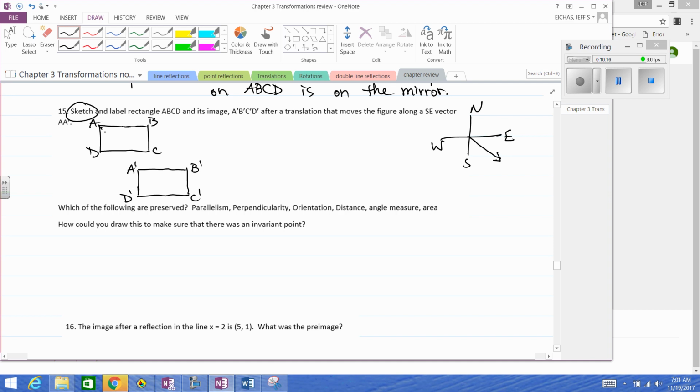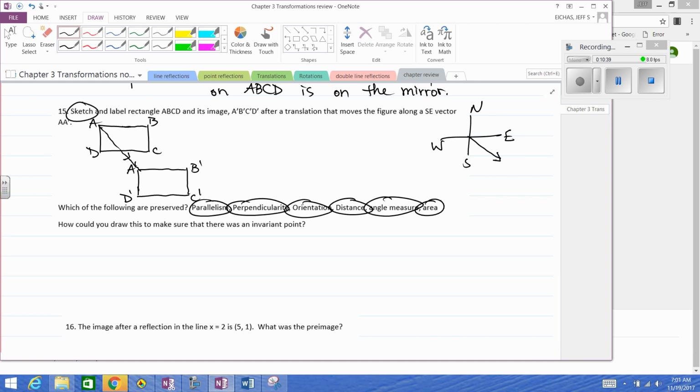And they're talking about the vector A to A prime. That looks southeast to me. Which of the following is preserved? Everything is going to be preserved. So parallelism, perpendicularity, orientation, distance, angle measure, and area. All those things are preserved with translations. One thing that's missing is slope. Slope is also preserved in translations.